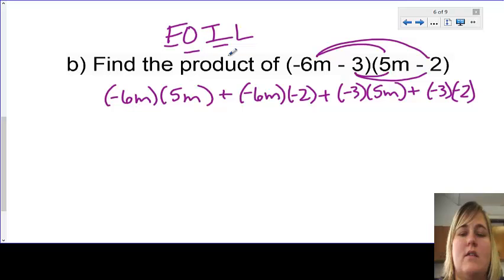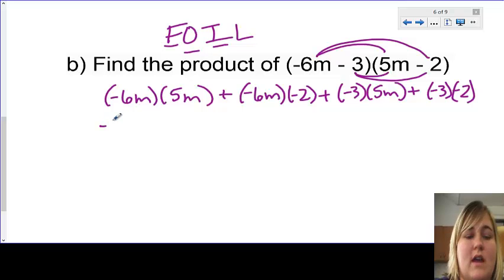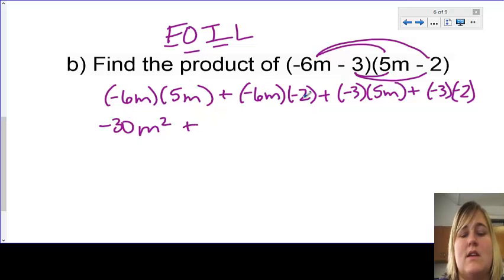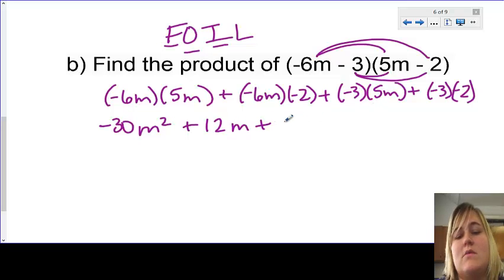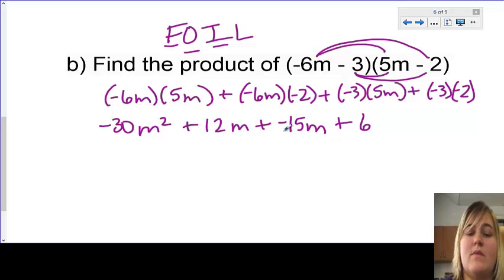Okay, so now all we have to do is the math. So negative 6 times 5 gives me negative 30. m times m gives me m squared. Plus negative 6 times negative 2 gives me positive 12m. Plus negative 3 times 5 gives me a negative 15, and then tack on the m, plus negative 3 times negative 2 gives me a positive 6.